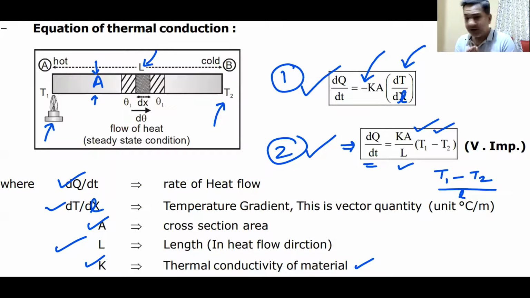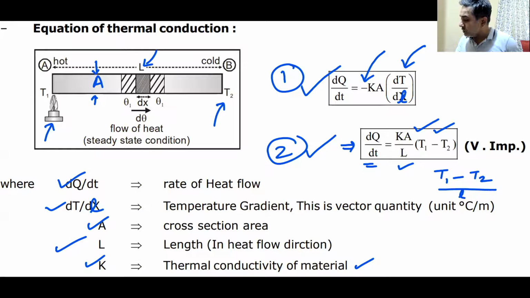So we have seen two types of definition. One is in terms of d theta by dL. One is in terms of T1 minus T2 divided by L. You must understand that both the equations are the same because we have written both of the equations in steady state. Do we understand this? Both of the equations are written in steady state.